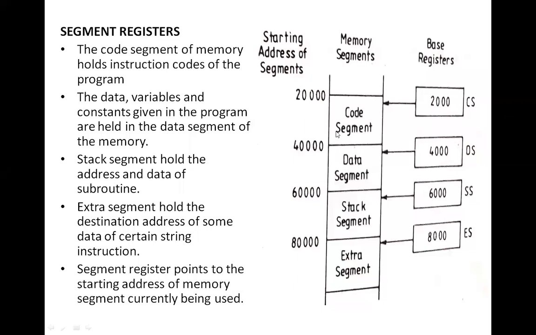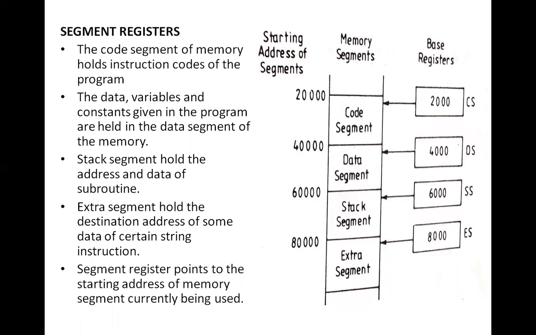Now, as I told you, memory is bifurcated to store different kinds of codes. We store the code in a separate segment. We store the data in a separate segment. We use a certain segment as a stack. We use a certain segment as an extra. And the starting address of the individual segment is represented by CS in case of code segment, DS in case of data segment, SS in case of stack segment, and ES in case of extra segment.